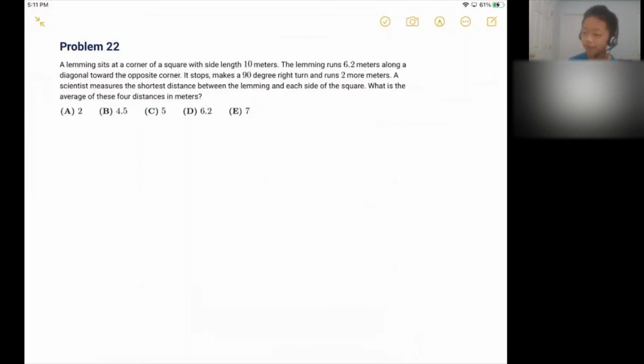This is a pretty tricky question. In this question, we have a lemming that sits at a corner of a square with side length 10. The lemming runs 6.2 meters along a diagonal toward the opposite corner, stops, makes a 90-degree right turn, and runs 2 more meters. A scientist measures the shortest distance between the lemming and each side of the square. We want to know the average of these 4 distances.